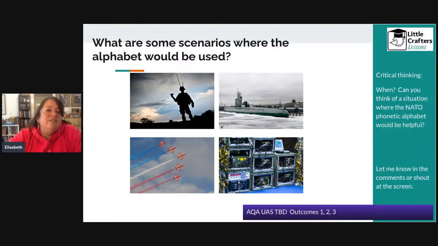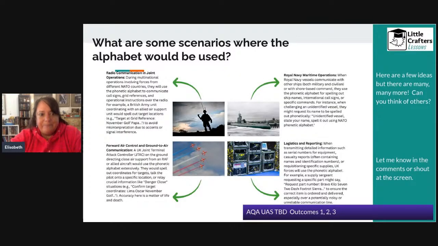What are some scenarios where they might use it? So I have some pictures here to help you think. When can you think of a situation where this would be really helpful for troops? I have 4 here to help you. Go to the next slide to explain them a little bit.